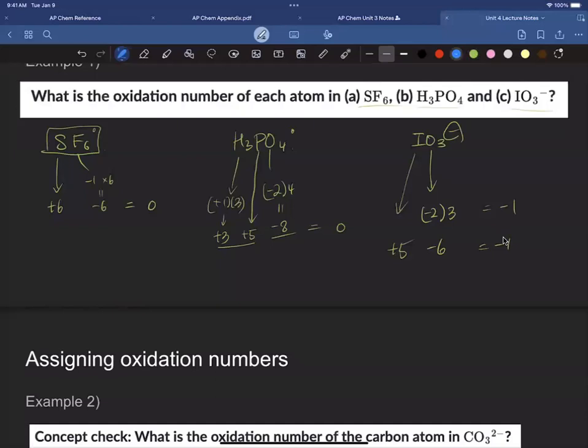Right, and in this case, the question asked us to find the oxidation number of each atom. So let's go back to here. I forgot to do this. The oxidation number of S would be +6. For F, it will be the individual oxidation number, so it's going to be -1. For here, H is going to be +1, P is going to be +5, and O is -2. It's not -8, because we're talking about individual O. Individually, they're -2. For here, I would be +5 and O would be -2 again, because we're talking about individual atoms.